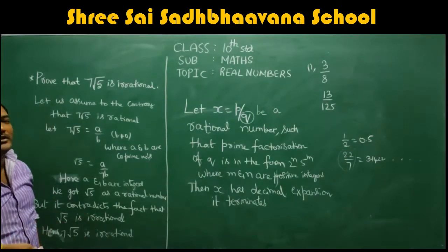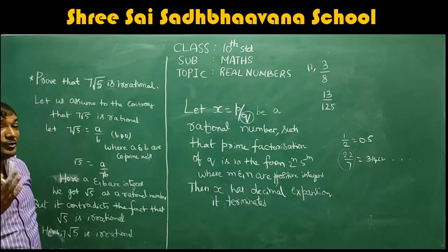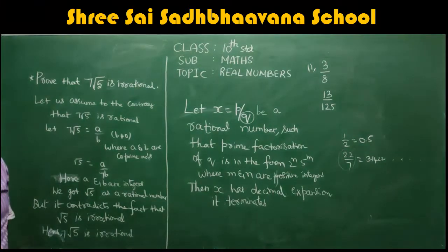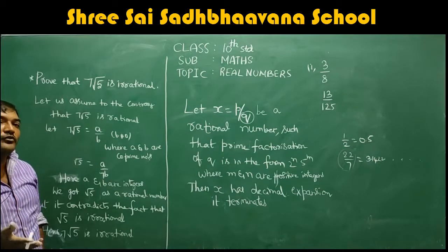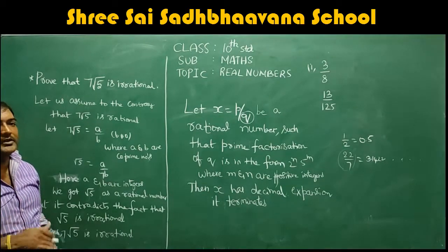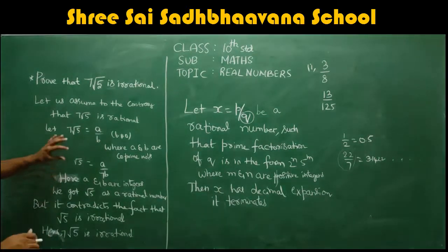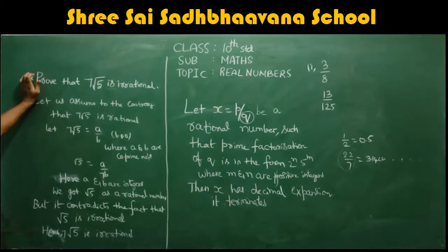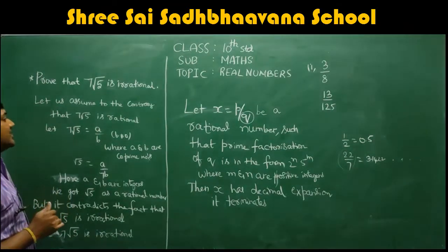So hence we can prove that 7 root 5, which is root 5 multiplied by 7, is irrational. As I told in the last class, any rational number multiplied with an irrational number will give you an irrational number. So root 5 multiplied with a rational number definitely gives an irrational number. That's the reason, if root 5 is irrational, then 7 root 5 is also irrational, because any rational number multiplied with an irrational number is irrational itself. Okay? I'll just explain once again.